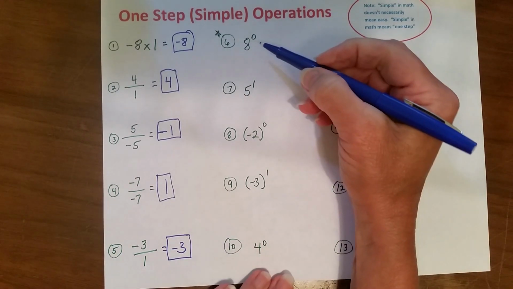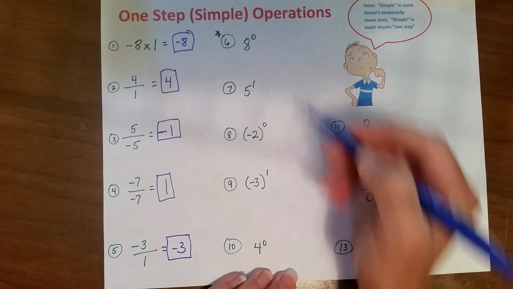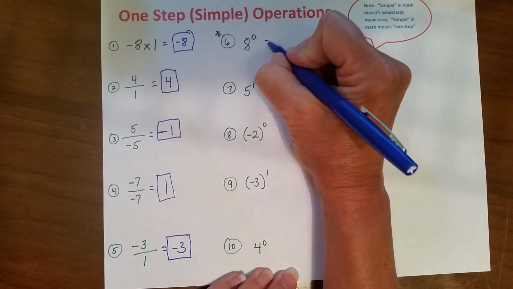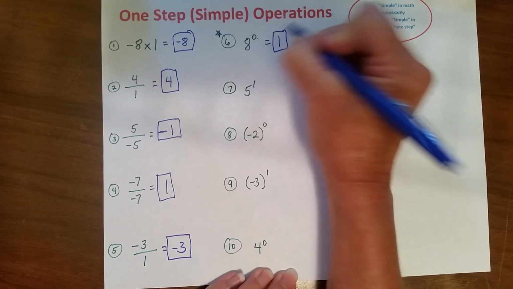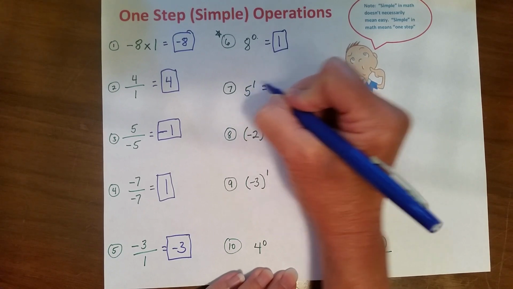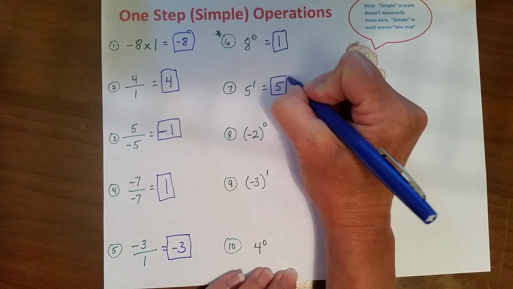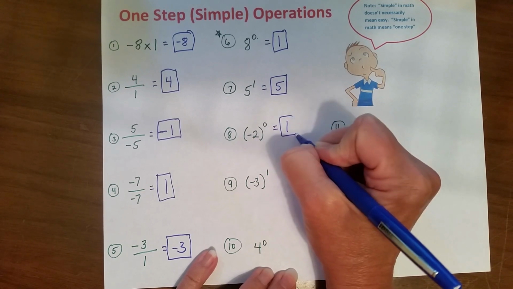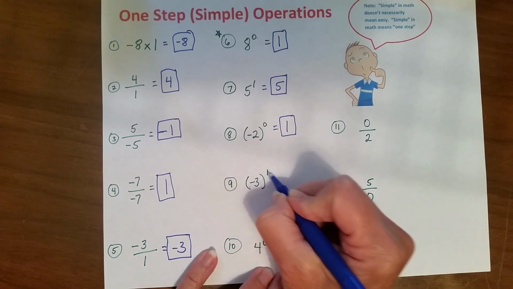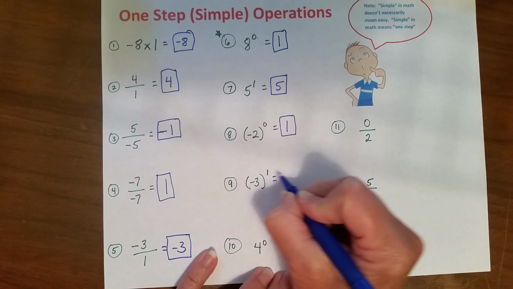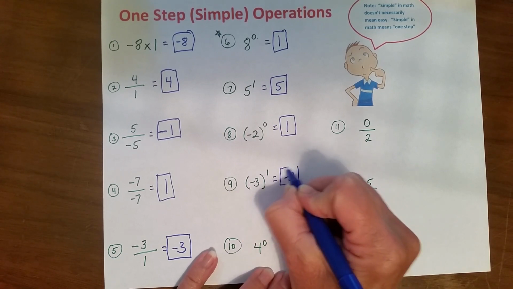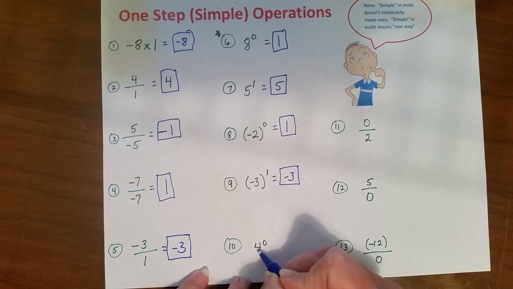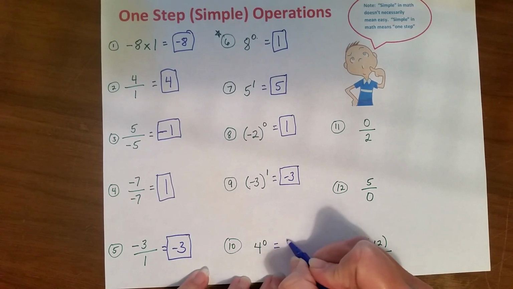Okay, now let's review these exponents. 8 to the 0, anything to the 0 power is 1. 5 to the first is just 5. Negative 2 to the 0, well, that would just be 1. Negative 3 to the first, well, anything to the first power is just itself. Here again, 4 to the 0 power, anything to the 0 power is 1.